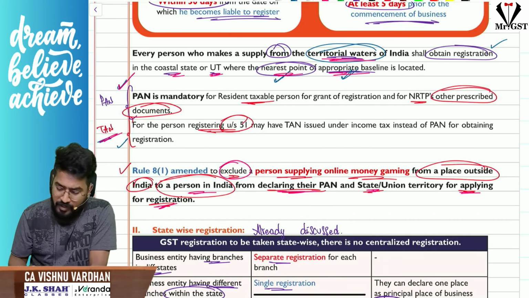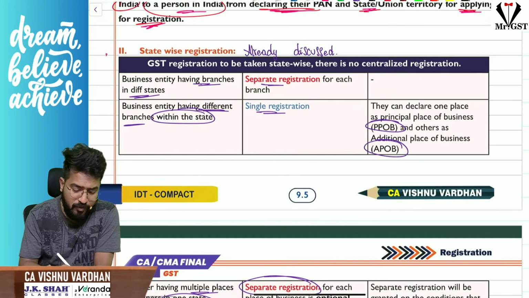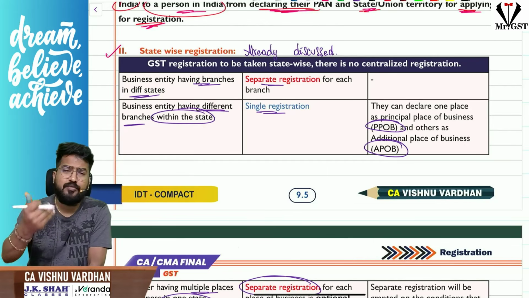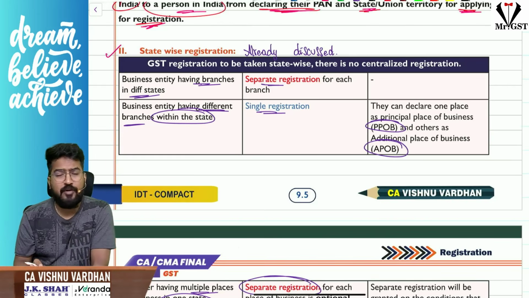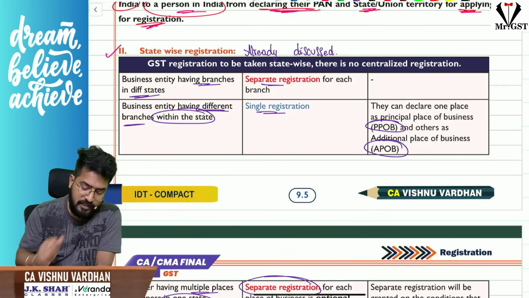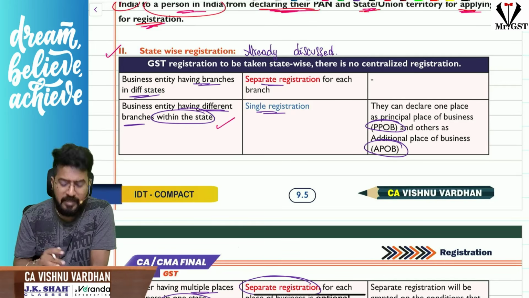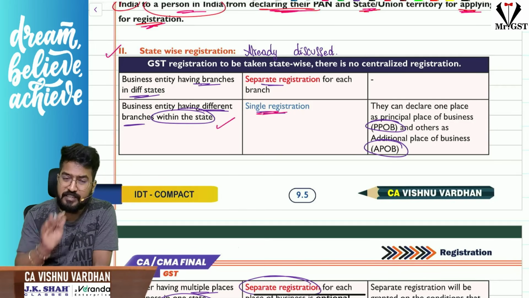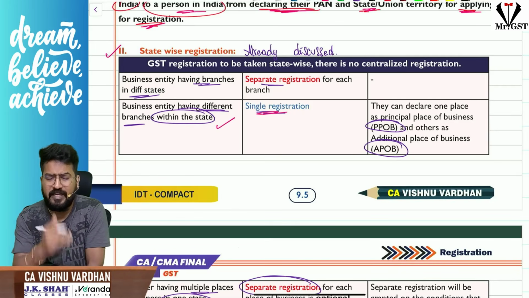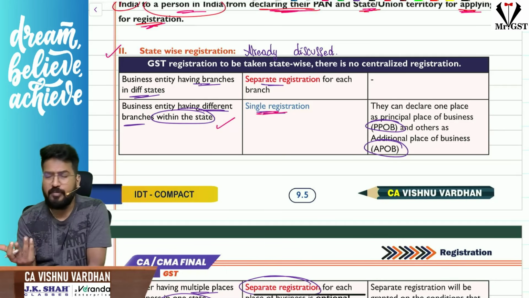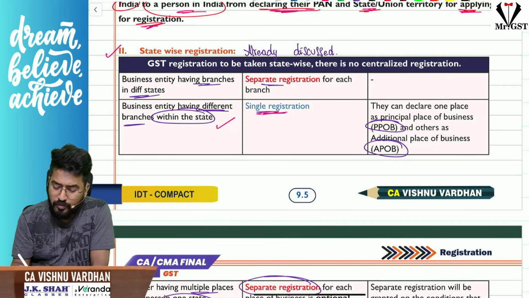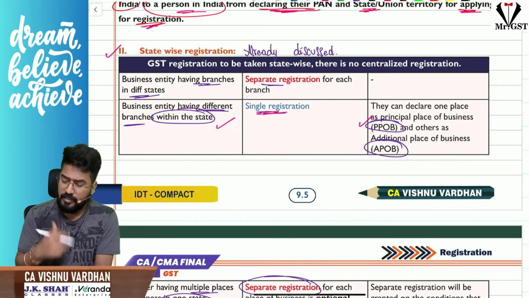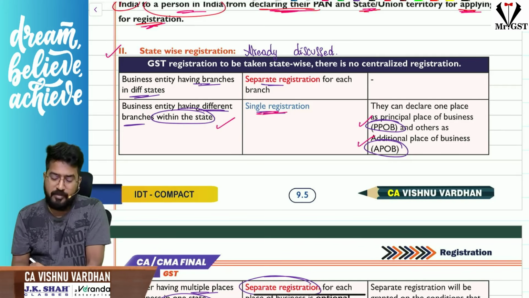Okay, fine. Now coming to the next one, state-wise registration. This we have already discussed in the supply chapter. Wherever you have branches in multiple states, in those states from where you are making the supply, you have to take registration, provided the threshold limits, etc. Sir, if I have multiple branches within the same state, should I go for multiple registrations? Not required. Single registration is sufficient. It is not mandatory to have a single registration; you should have at least one registration, and you can have multiple registrations. It is up to you. So in one place he can declare the principal place of business, and other branches he can declare as additional places of business.